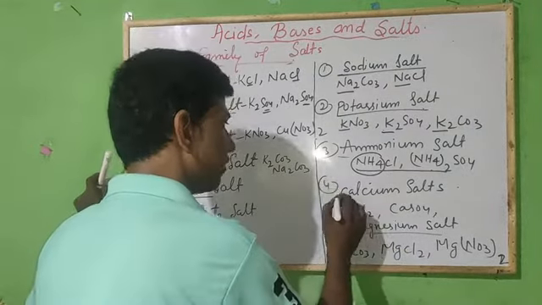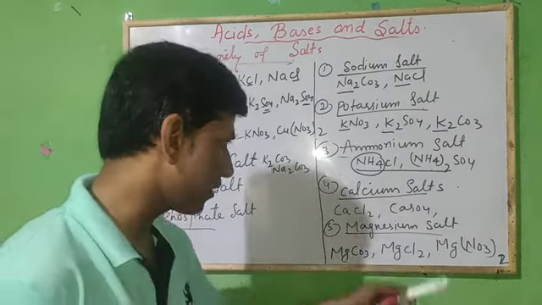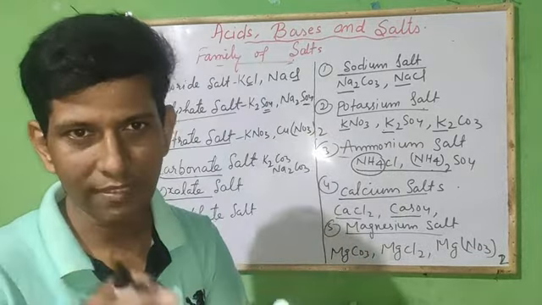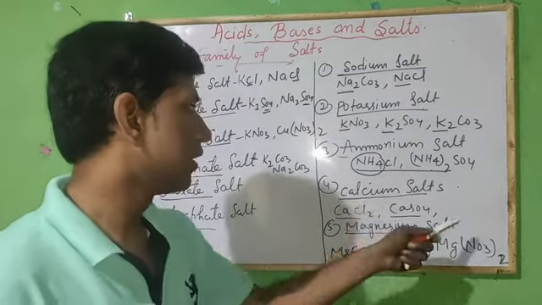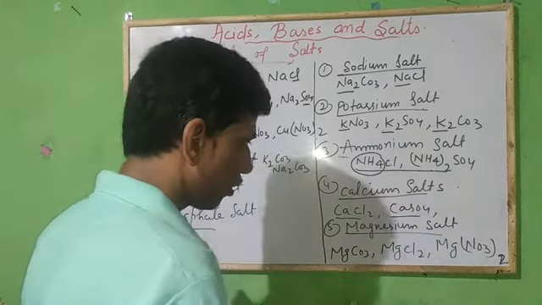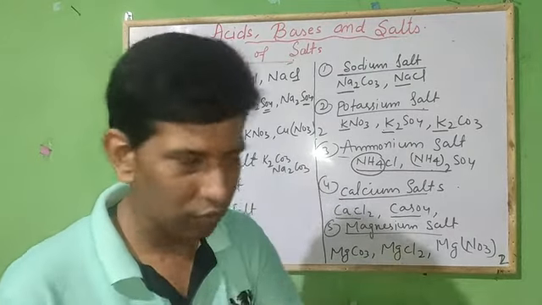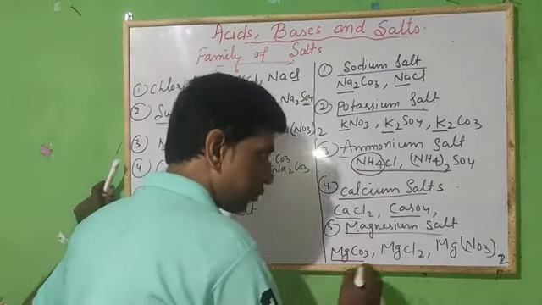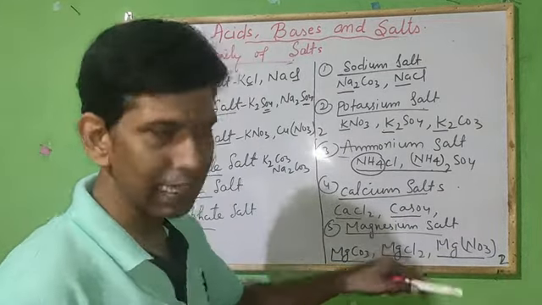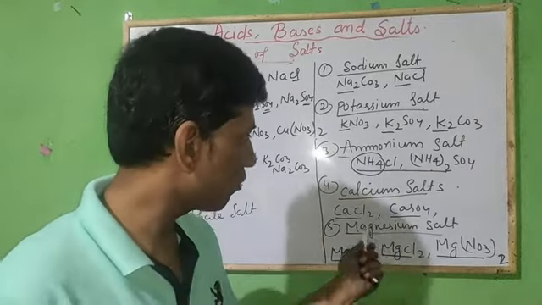Here also you can see the fourth example, calcium salt. In calcium salt you can see two examples are given. One is calcium chloride, another one is calcium sulfate. The common base is calcium hydroxide. That is the reason they belong to the same family. So they belong to the calcium salt family. Now the next one is magnesium salt. So the common base is magnesium hydroxide. For example you can see magnesium carbonate, magnesium chloride, magnesium nitrate. So the common base is magnesium hydroxide. That's why these three members are the family members of magnesium salt.